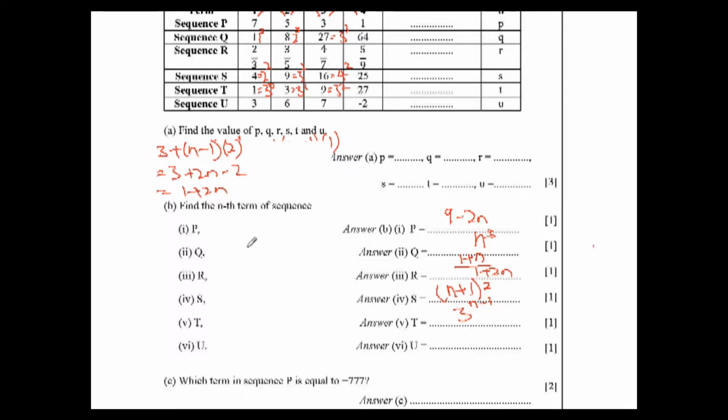And like what we have discussed just now, sequence U is found by finding the difference of sequence S and sequence T. So the nth term of sequence U should be the difference between the nth term of sequence S and sequence T. So the difference for the nth term of S and T is (n plus 1) squared minus 3 to the power of n minus 1.